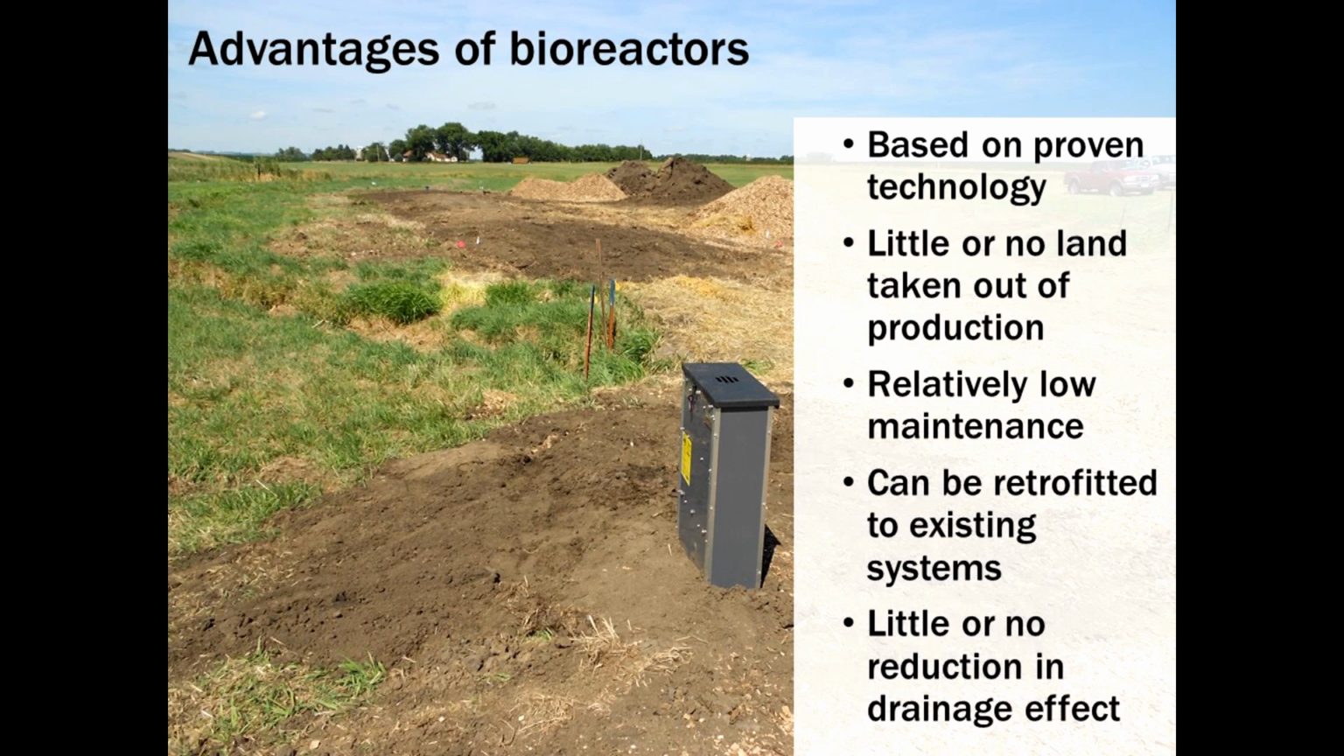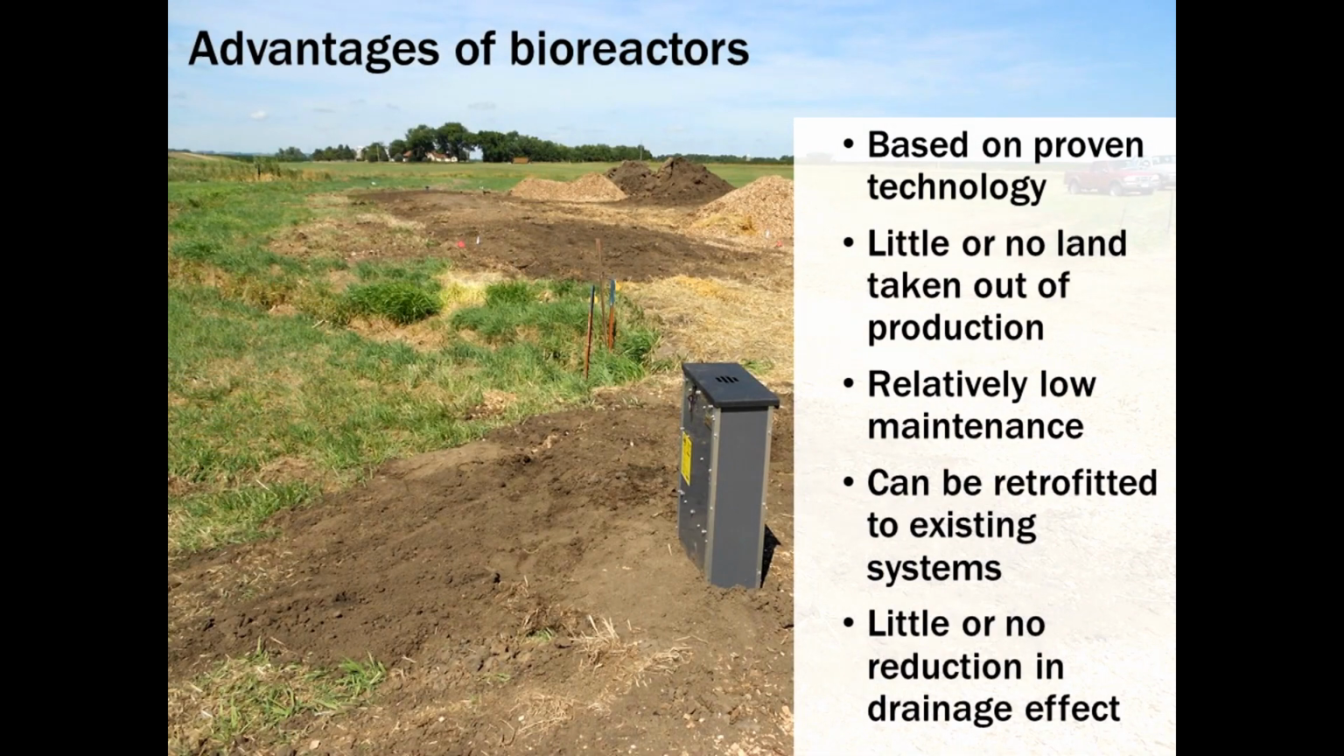Again, little or no land taken out of production. The footprint of that bioreactor is generally somewhere on the order of about 100 feet long and 20 to 25 feet wide. So generally going to be less than 1/10 of an acre that we need for that bioreactor footprint. So even if we don't have a buffer like we would need for a saturated buffer, as long as we've got 1/10 of an acre or a little bit less somewhere near that outlet, we can squeeze in that bioreactor without having to take much, if any, land out of production.